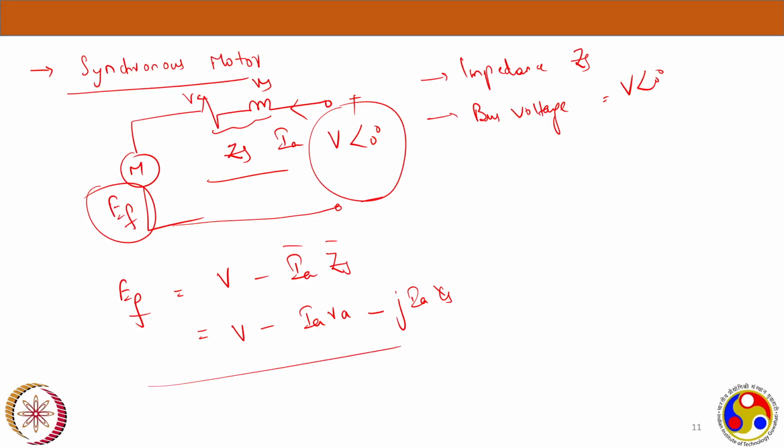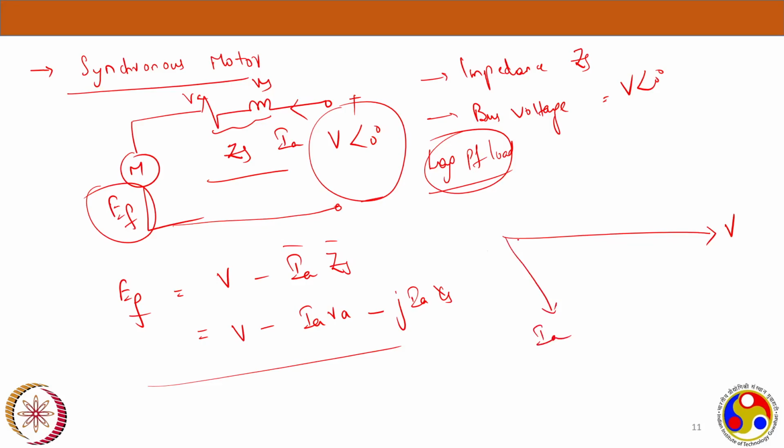Now let's draw the simple phasor diagram. I am taking my reference as V. As I said, V is at an angle of 0. And now V and Ia are for a lagging power factor load. So Ia would be lagging V. This would be my Ia. This particular theta is what I'm calling the power factor angle between voltage and current.